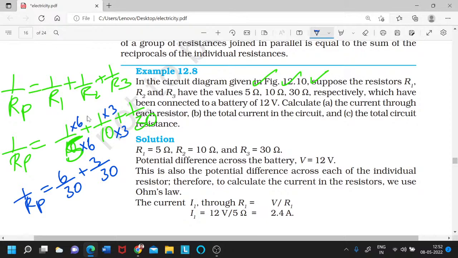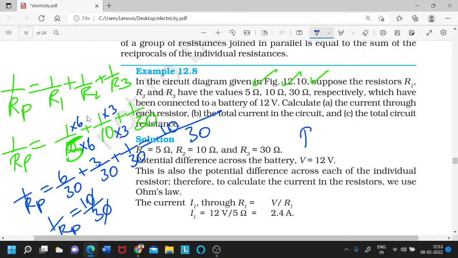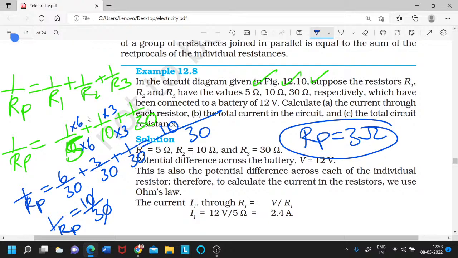So the common LCM is 30, so the denominator will be 30. Numerator 6 plus 3 plus 1, 10. So 1 by Rp is equal to 10 by 30. The answer will be Rp, total resistance, 3 ohms. Total resistance we got as 3 ohms.